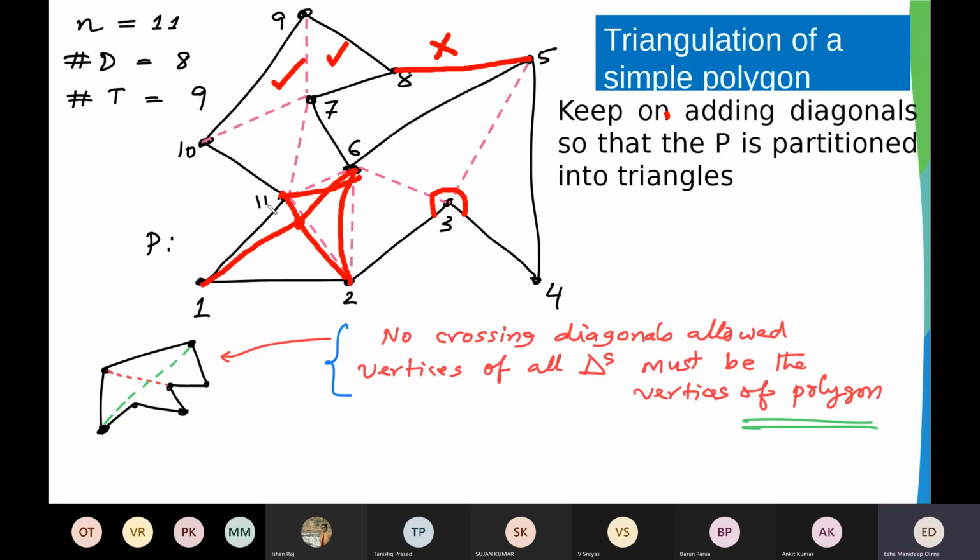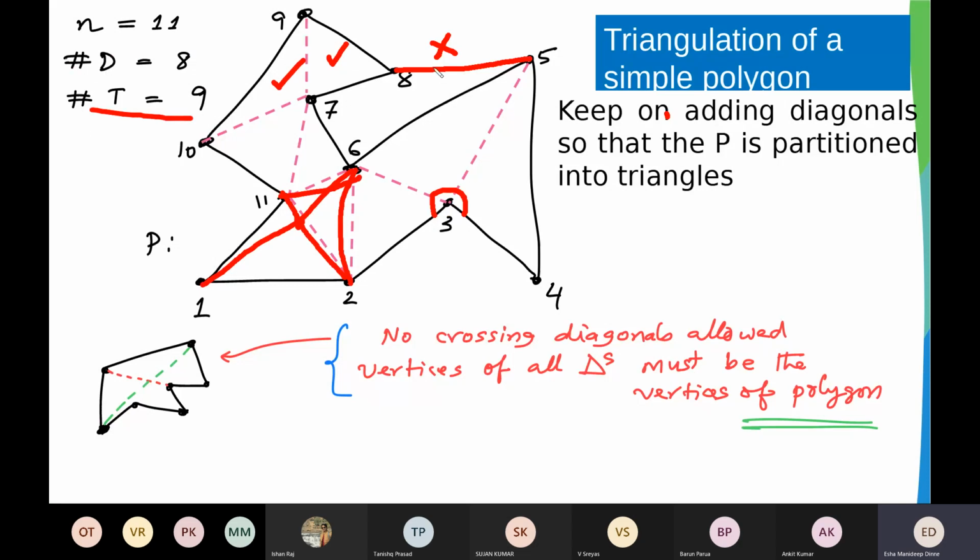So this is a polygon with 11 vertices, and we drew 8 diagonals, and the number of triangles is 9. Let us count: 1, 2, 3, 4, 5, 6, 7, 8, 9. So there are 9 triangles and there are 8 diagonals.